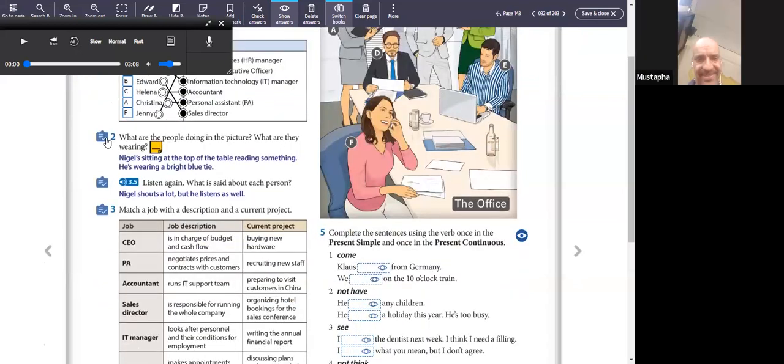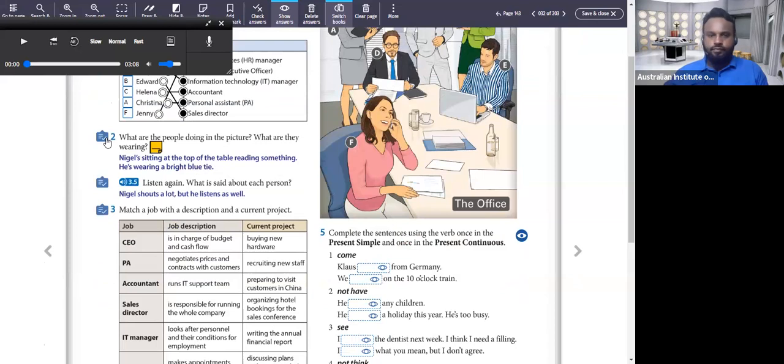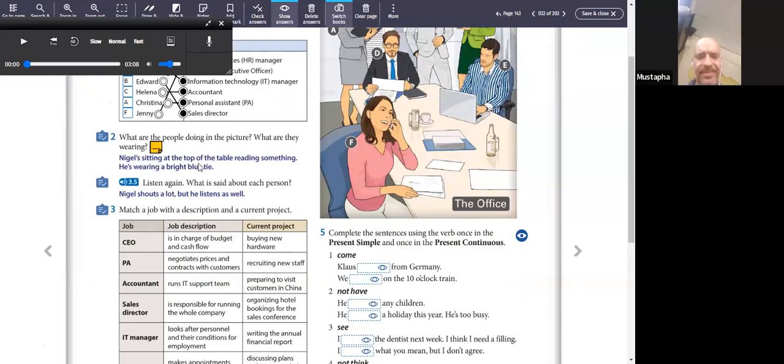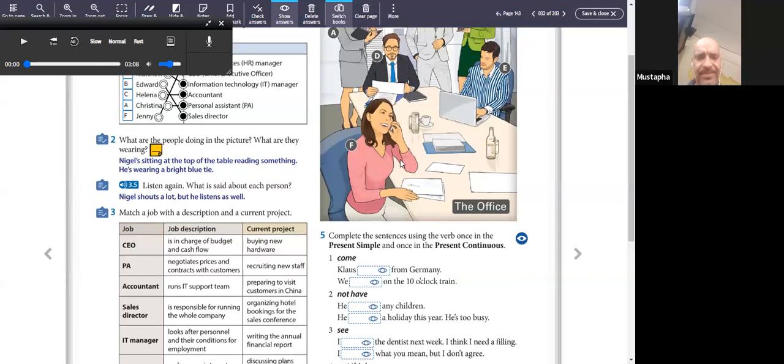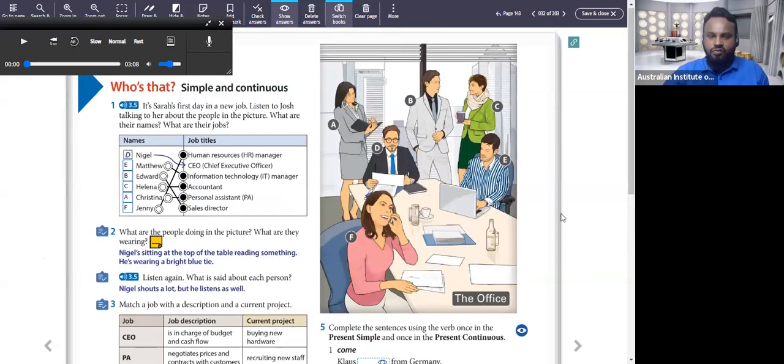Number two. Number two, what do we have? What are the people doing in the picture? What are they wearing? Nigel is sitting at the top of the table, reading something. He's wearing a bright blue tie. Now, it's an interesting topic. Based on this picture, we have to describe them: what the people are doing and what they are wearing. Okay, start from here, one by one.